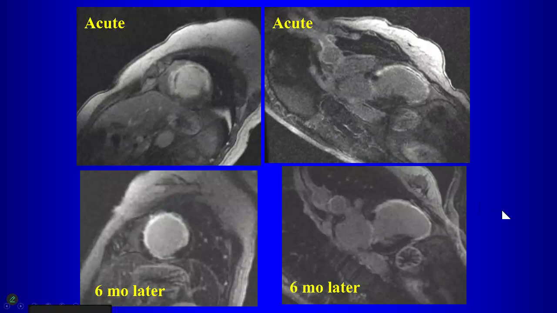Another example, acute infarct here. On the short axis view, you can see the microvascular obstruction, a large area, and also on the long axis view, the two-chamber view. And then here, 6 months later, all of that enhances, but you no longer see the microvascular obstruction.